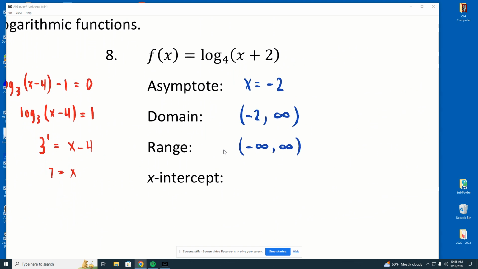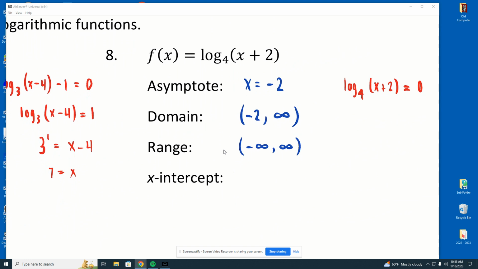And then lastly, again, I don't care whether you graph it or solve it. I'm going to go ahead and solve it. I'm going to set it equal to 0. I don't have anything to move yet at this point, so I solve by rewriting it as a what?